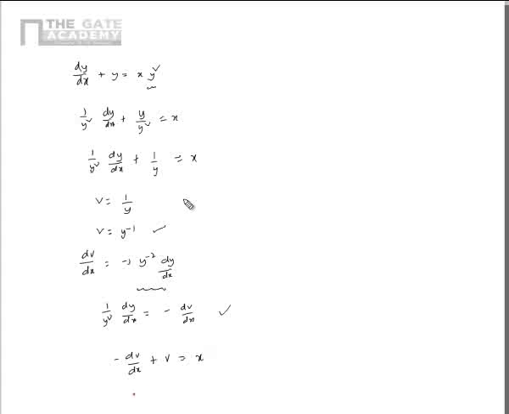This can be written as dv by dx minus v is equal to minus x. Now this is a linear differential equation in v. So the integrating factor will be e power integral p dx, where p of x is minus 1 and q of x is minus x. So that will become e power minus x. The solution is v into the integrating factor is equal to integral q into the integrating factor, which is minus x times e power minus x dx, plus some constant.